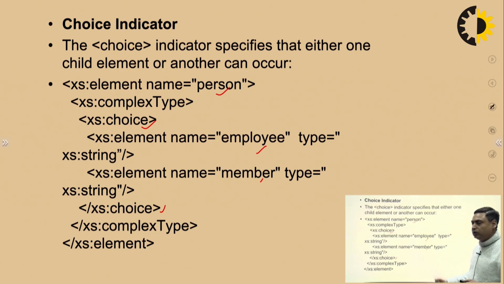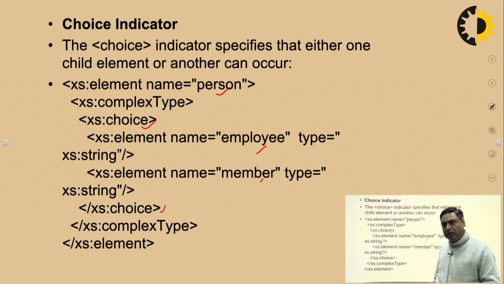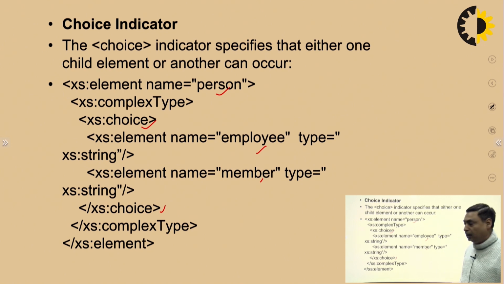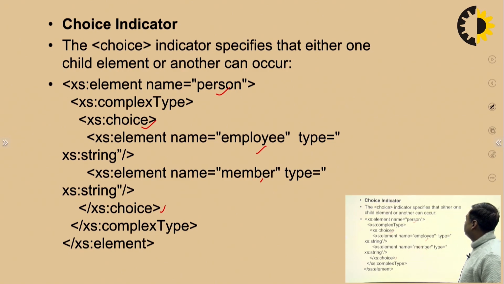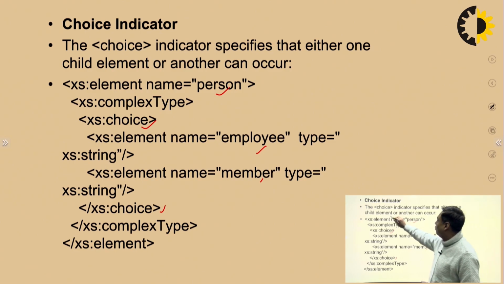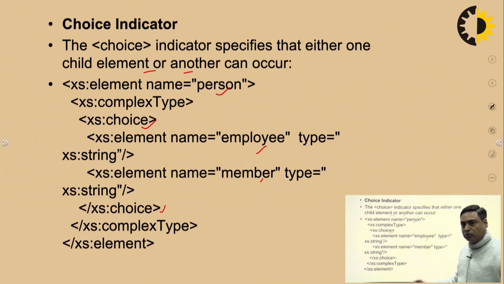So, when you are going to define the person element, you can use employee within the person element, or you can use member within the person element, one at a time. Either it can be employee or it can be member. So, the choice indicator gives the choice of selecting one element at a time. Among many elements, you can select one element.